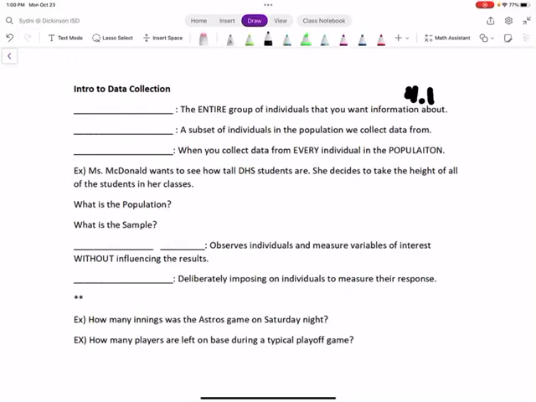This is 4.1 Notes, Intro to Data Collection. We're going to go through and talk about a bunch of key features for collecting data and really just going over the vocabulary.